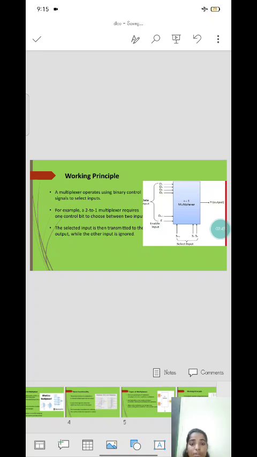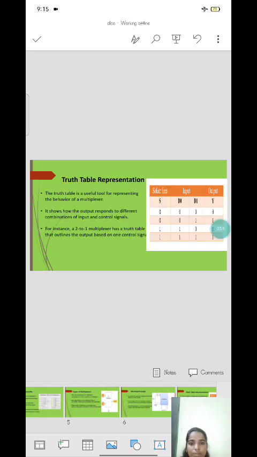That means in a 2:1 multiplexer, we can give 2 inputs and it takes only one select line. The selected input is then transmitted to the output while the other input is ignored. We can send one select line to the input in the multiplexer. It transmits only that data. The remaining data is ignored.